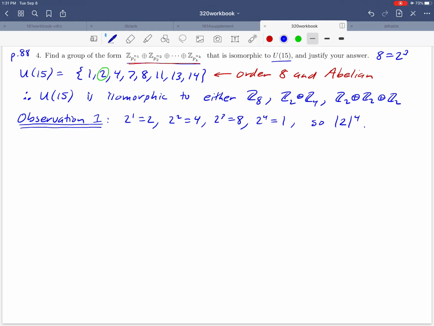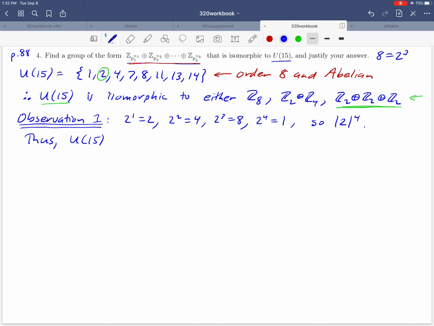But take a look at the list of groups up here. Z2 plus Z2 plus Z2, you can think about that and convince yourself that that group cannot have an element of order 4. The biggest order that any element in Z2 plus Z2 plus Z2 can have is 2. And therefore we know then that U of 15 can't be isomorphic to the last group on the list, because U of 15 has an element of order 4. All right, let's see if we can put that into words here.